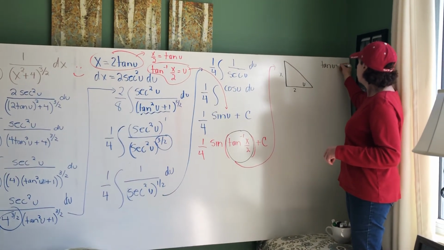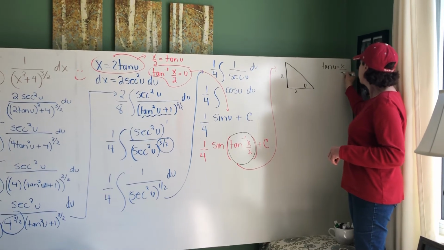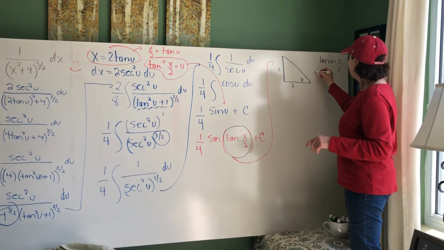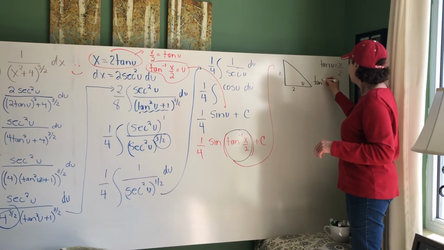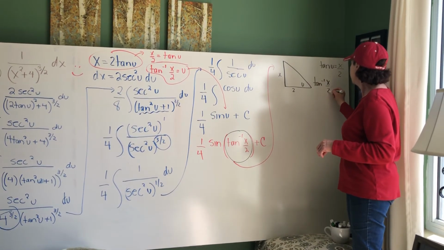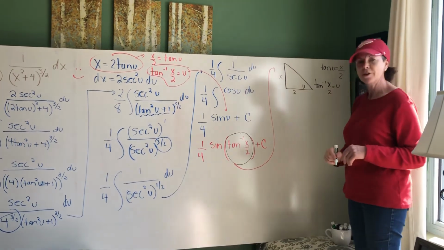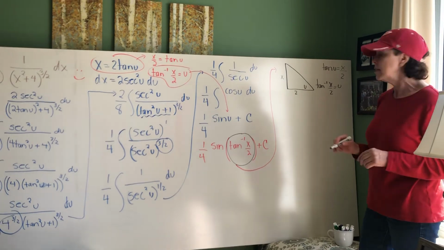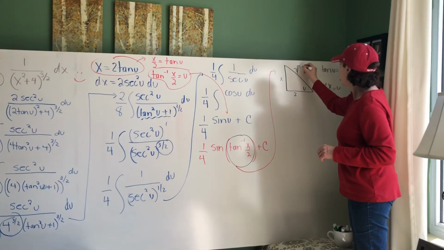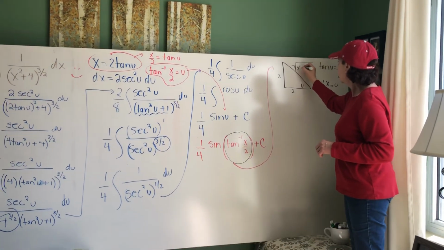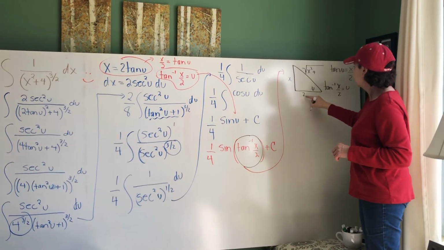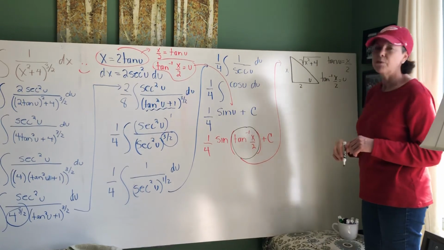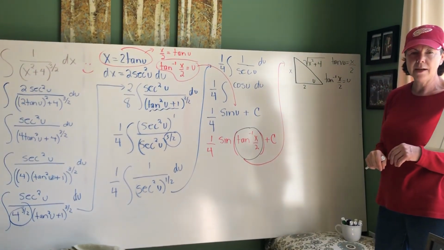Tangent of u, you would tell me is x over 2. Right? But isn't it true then that inverse tangent of x over 2 is u in this picture? Right? Isn't that a picture of that? Now, using the Pythagorean theorem, I'm going to square one leg, plus I'm going to square the other leg. I'm going to add them up and take the square root, and that is the length of the hypotenuse.